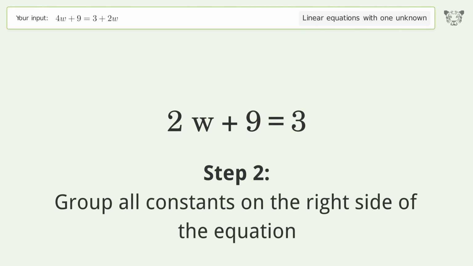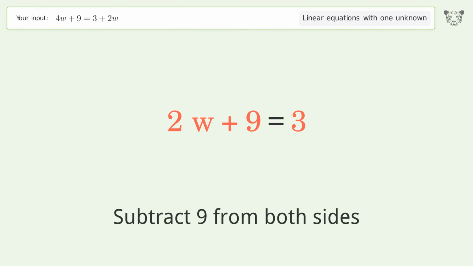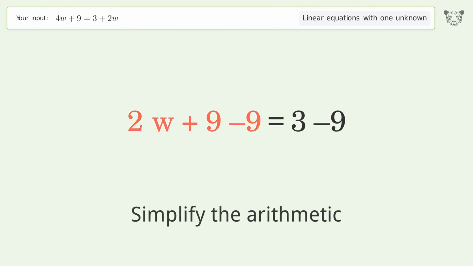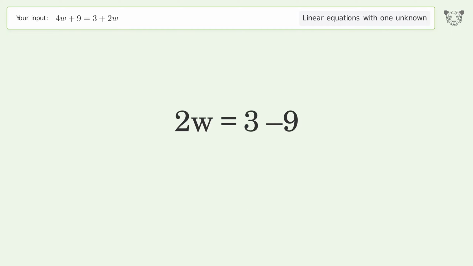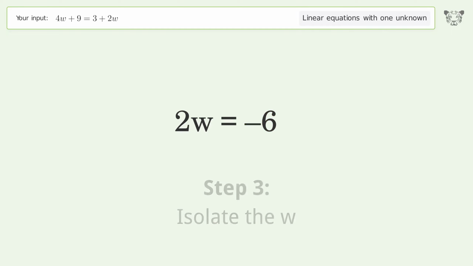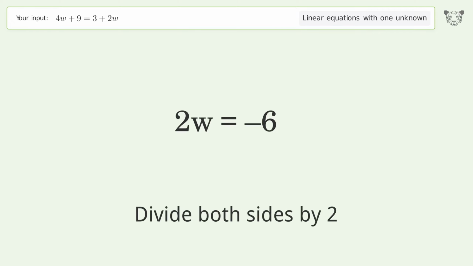Group all constants on the right side of the equation. Subtract 9 from both sides. Simplify the arithmetic. Isolate the w. Divide both sides by 2.